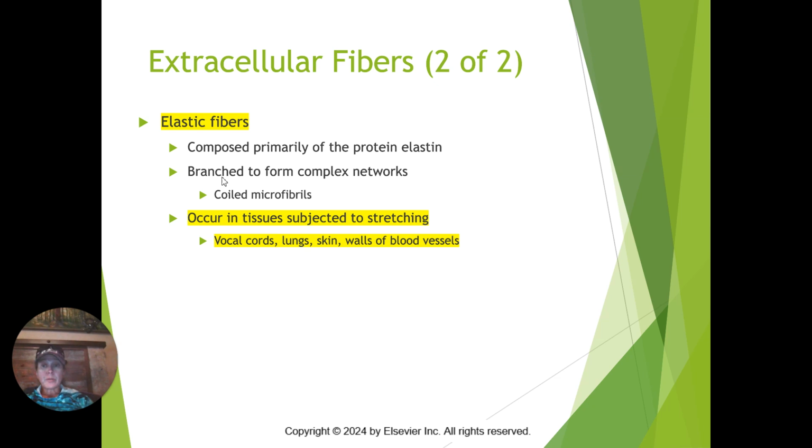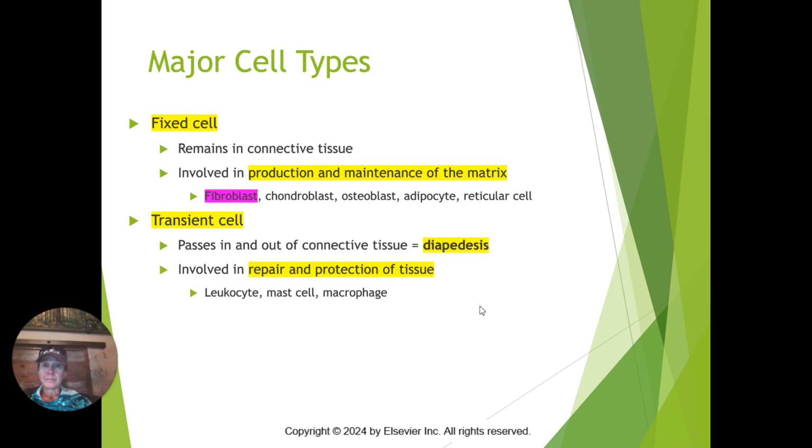And then the third type of extracellular fiber is elastic fibers. And so these are, like the word elastic connotes, stretchy. They often branch to form complex networks, and they are found in tissues that are more prone to stretching, like the vocal cords, the lungs, the skin, and walls of blood vessels.